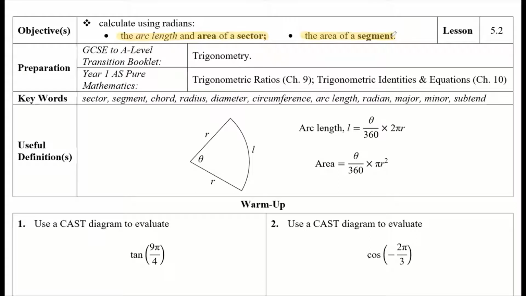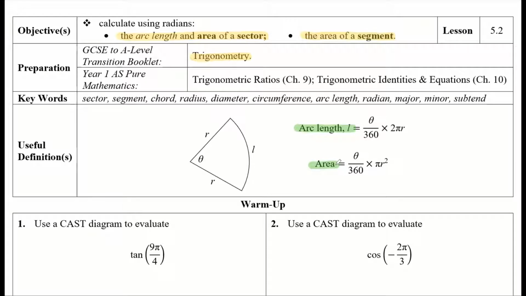Okay, so there's some key words in there already that I've highlighted in bold. You're going to need to be familiar with trigonometry for this lesson from your GCSE work and all the trigonometric ratio and identity and equation work from last year. I've also included, same as last lesson, 2 really important formulae that we're going to be working with today. So that's the arc length of a sector and the area of a sector given below.